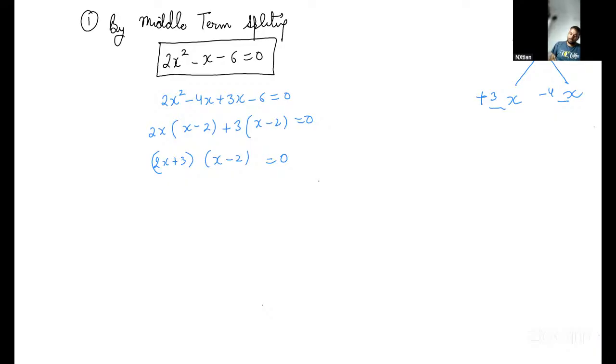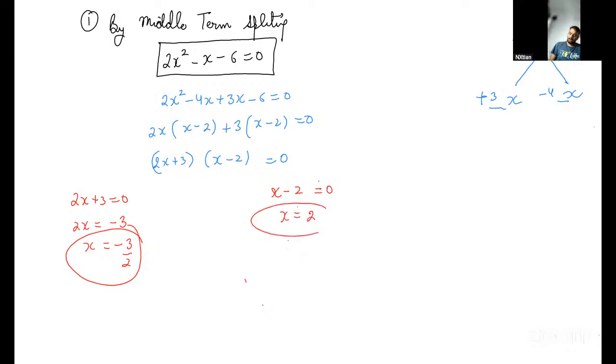Please pay attention. Now after that, one more step we have to do. We have to write it like this: 2x plus 3 is equals to 0, and x minus 2 is equals to 0. Means the two factors which I got, I will put equals to 0 like this, and then I will find the value of x. So it will become x is equals to minus 3 by 2. And if I do this, x is equals to 2. So I got two values of x, which when you put into this equation, you will get the answer as 0.